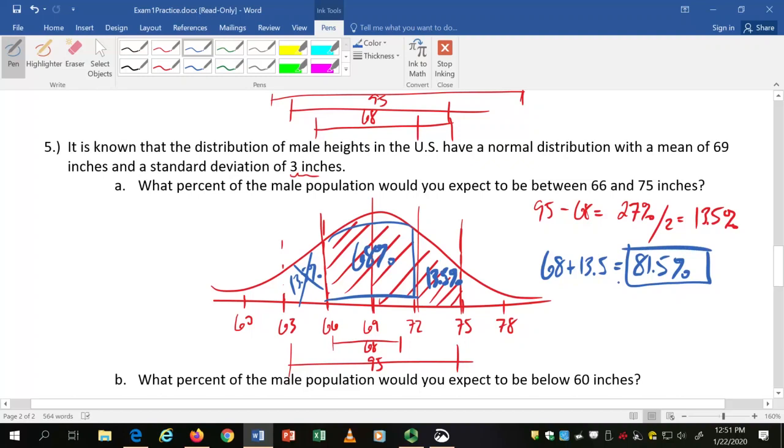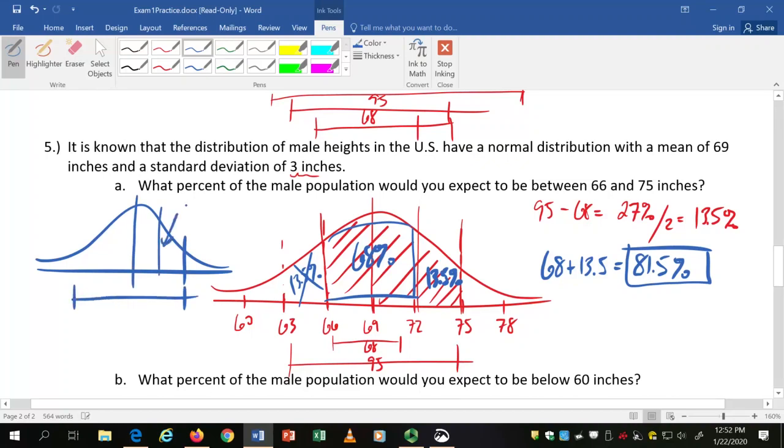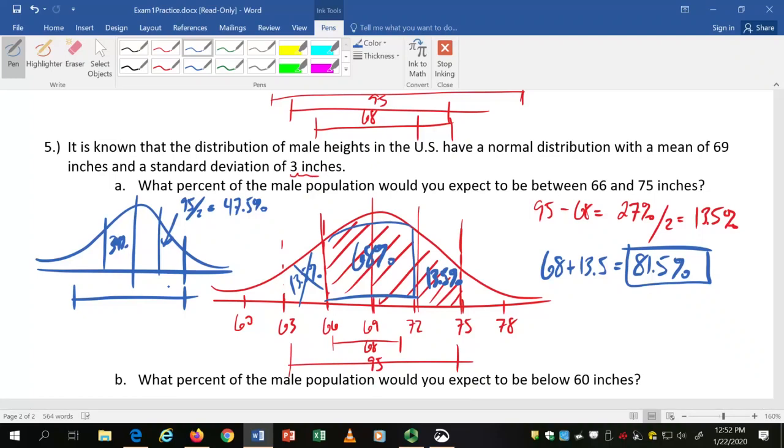Is that the only way to get it? It's not the only way. I don't need to spend too much time on it, but there's more than one. You could think of it like this: this right here is half of 95, so that would be 47.5%. And then you know that this chunk right here is 34% because it's half of the 68. So you could add them up. Whatever, it doesn't matter.